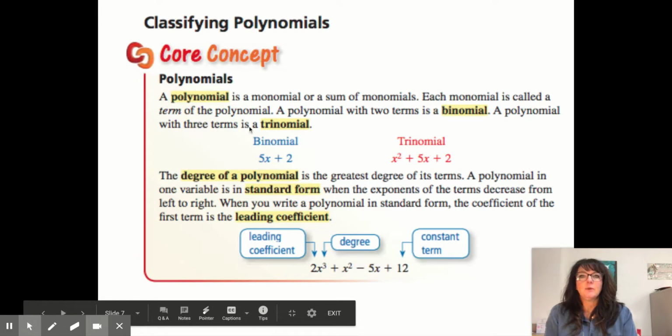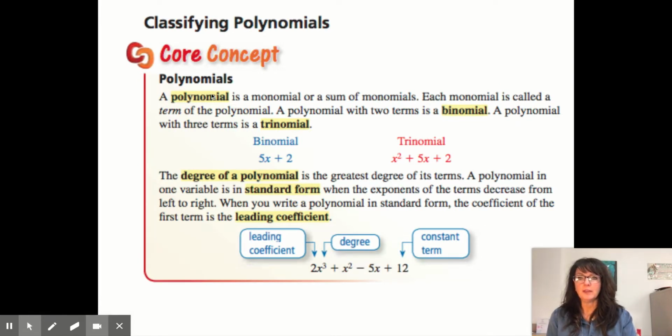The core concept. Well, we're classifying polynomials. So what is a polynomial? It's a monomial or a sum of monomials. Each monomial is called a term in the polynomial. So remember, I've kind of already talked about them being terms.